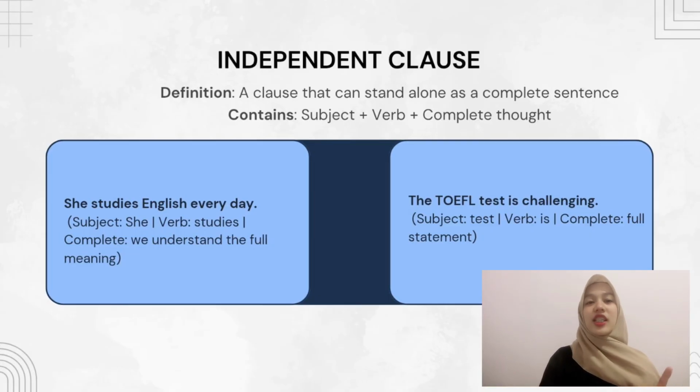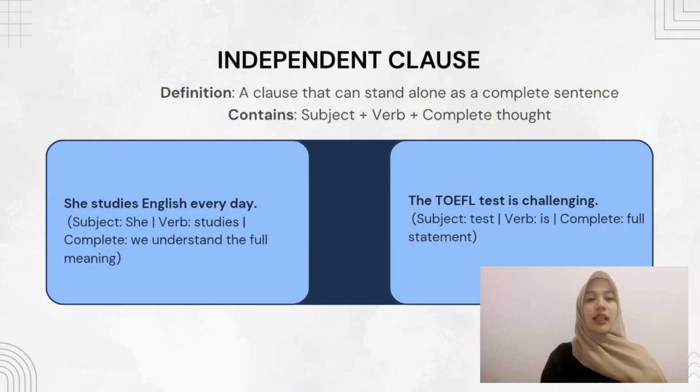Okay, now let's review the example. The first example is she studies English every day. The subject is she and the verb is studies. It is a complete sentence, so we can understand the full meaning. And the second is the TOEFL test is challenging. The subject is test and the verb is is. Complete, a full statement.